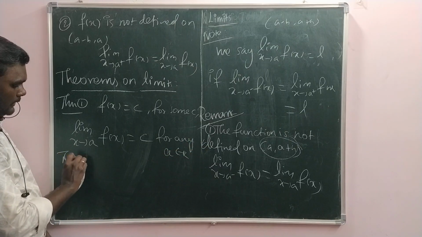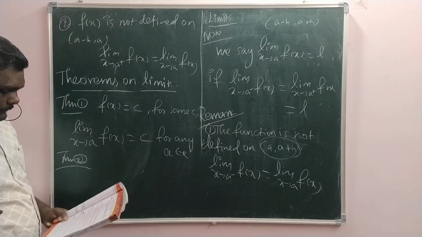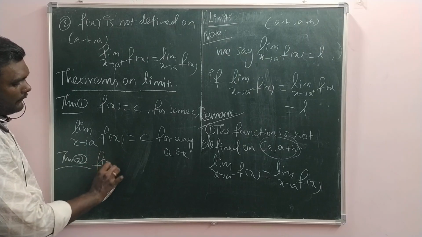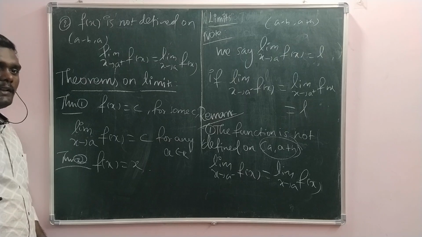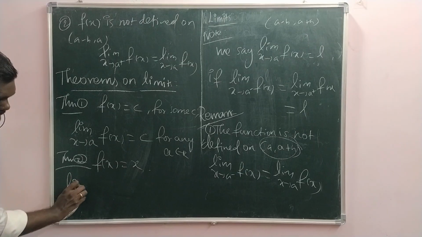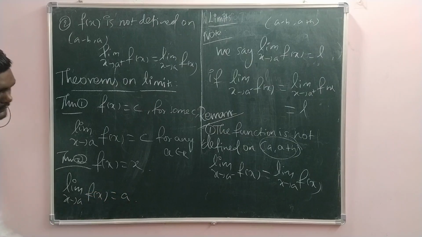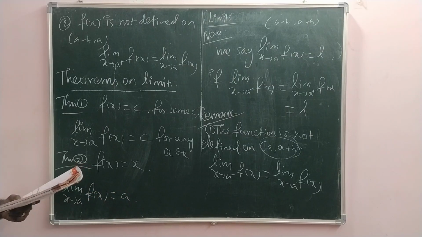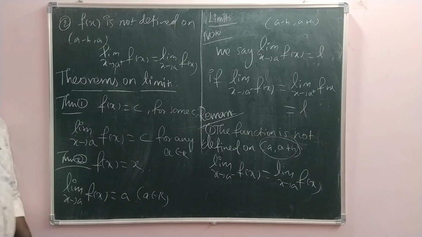And the next theorem. We have the function f of x is equal to x. That is the identity function. Input is equal to output. Then the limit as x approaches a of f of x is also equal to a, for all a belongs to R.